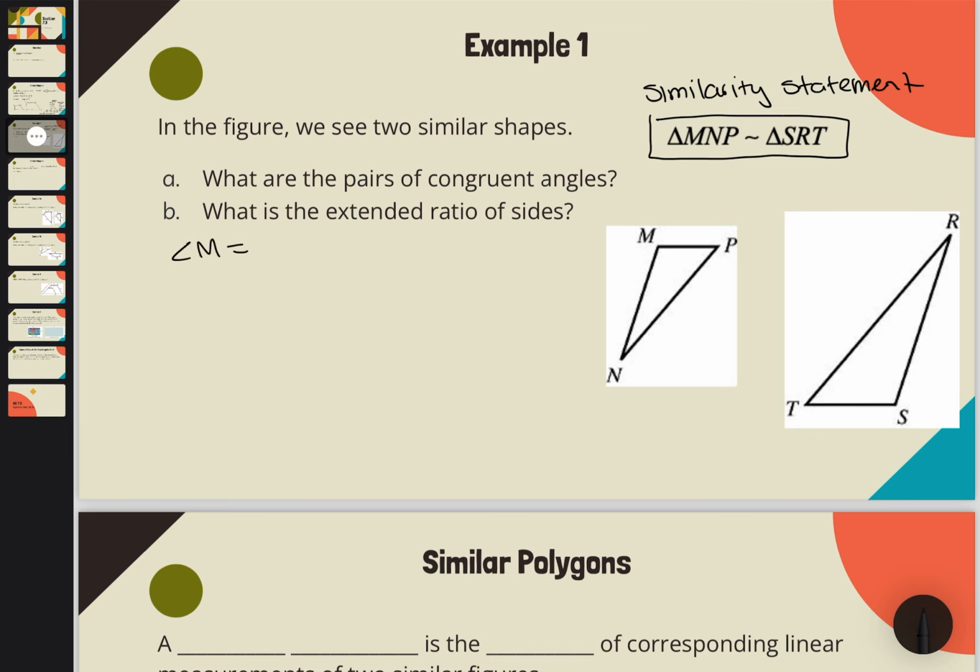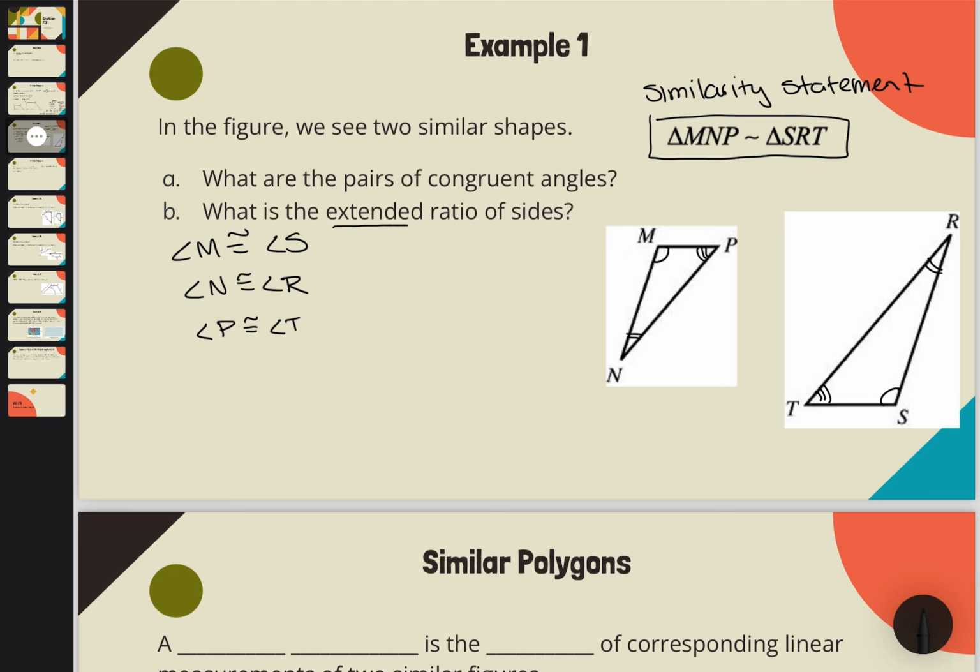Angle M is going to be congruent with angle S. So this fella and that fella. Angle N is congruent with angle R. This guy over here with this angle up there. And lastly, angle P is congruent to angle T. 1, 2, 3, 1, 2, 3. All right, so sometimes the similarity statement helps. We saw that with congruency too, because sometimes the orientation might just look a little different. It might be a little tricky to figure out which angle exactly corresponds with which. Just use the order of the letters to help you out there.